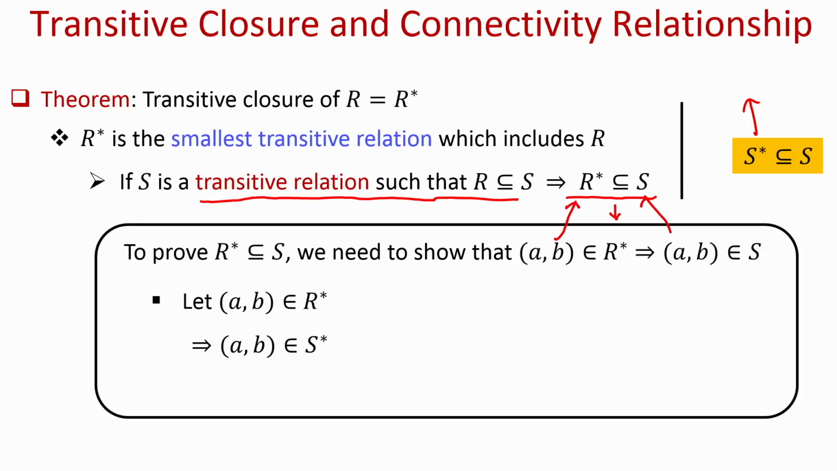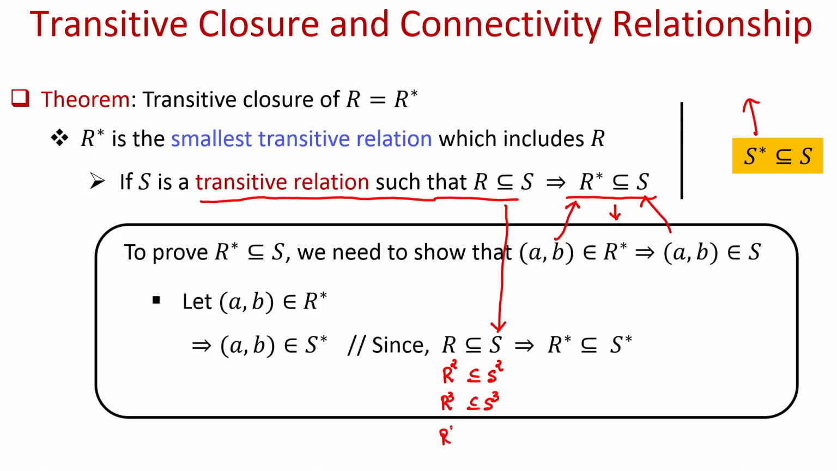Then since it is present in R star, it will be present in S star as well. This is because as per my hypothesis here, R is a subset of S. That means R square will be a subset of S square, that also means R cube will be a subset of S cube and so on. You take any power of R, that will be a subset of the corresponding power of S. That automatically shows that R star is a subset of S star. So, if (a, b) is present in R star, it will be present in S star as well.